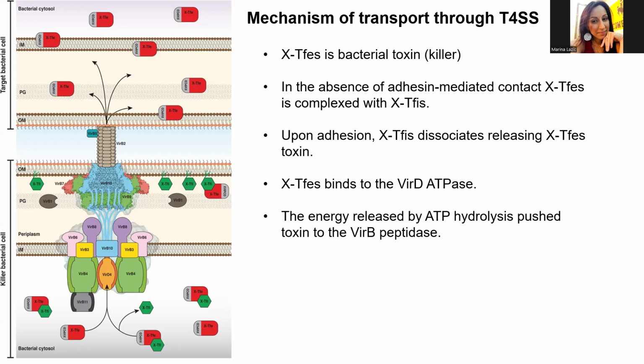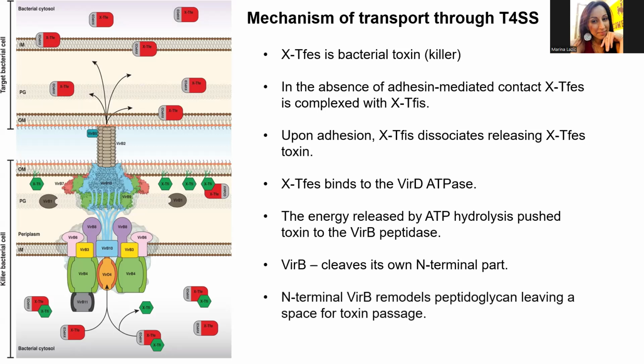And the peptidase will cleave the N-terminal part. And one thing that I really found interesting: when the peptidase cleaves the N-terminal part, that actually causes a remodeling of peptidoglycan. You guessed it, this is in gram-negative bacteria. And when it remodels peptidoglycan, it makes a passage for the toxin to pass.